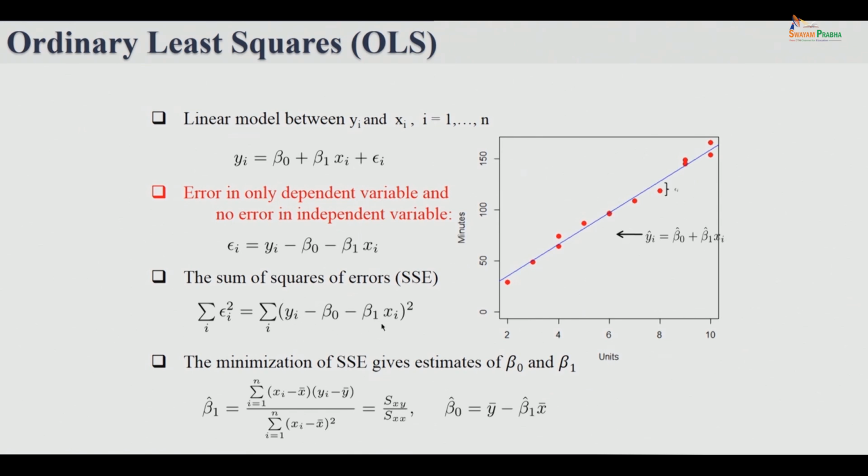You differentiate this with respect to beta naught and set it equal to 0. Those are called the first order conditions. Those of you who have done a little bit of optimization or calculus will know that all I have to do is differentiate this function with respect to beta naught, set it equal to 0, differentiate with respect to beta 1, set it equal to 0, and solve the resulting set of equations, and finally I will get the solution for beta naught and beta 1 which minimizes this sum squared error.